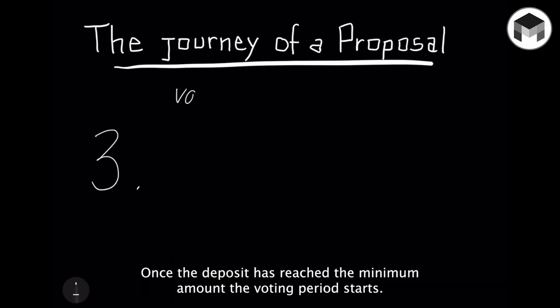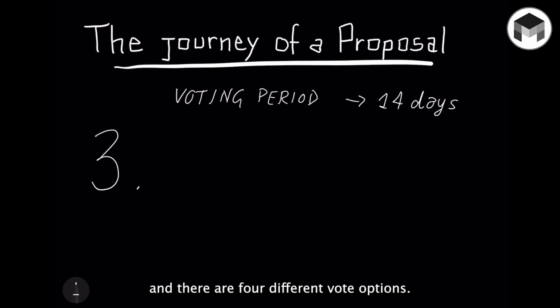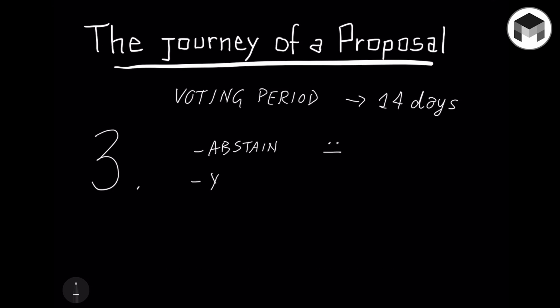Once the deposit has reached the minimum amount, the voting period starts. You will have 14 days to express your vote, and there are 4 different vote options. The first one is abstain, meaning your position is neutral and you don't care about the proposal outcome. Yes, that expresses an agreement.